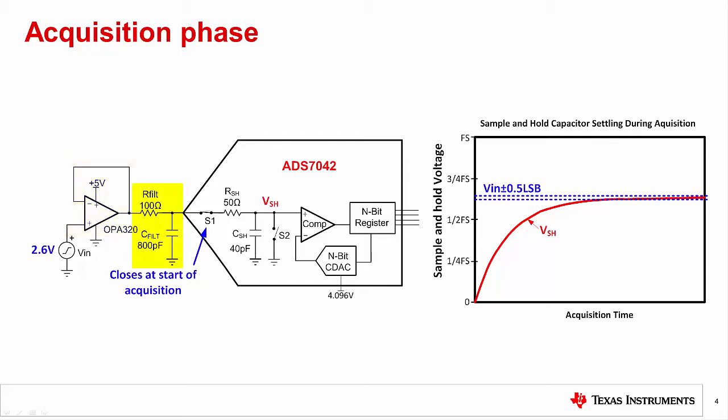Also, selecting the correct external RC charge bucket circuit has a significant impact on settling. The goal of this presentation is to develop a method for selecting the appropriate bandwidth amplifier and the best values for the RC charge bucket filter.